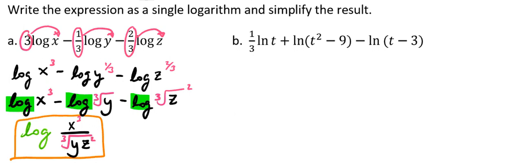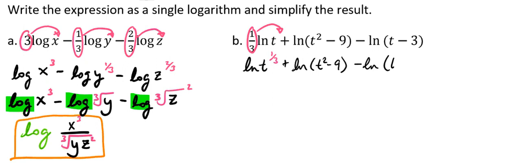Let's take a look at letter B. Here we have 1/3 times the natural log of t plus the natural log of t squared minus 9 minus the natural log of t minus 3. So again, we're dealing with 1, 2, 3, and they're all natural logs, which is going to make it really nice. So let's take anything we have in the front and move it to the back. We have just that one piece. So this is going to give us the natural log of t to the 1/3 plus the natural log of t squared minus 9 minus the natural log of t minus 3.